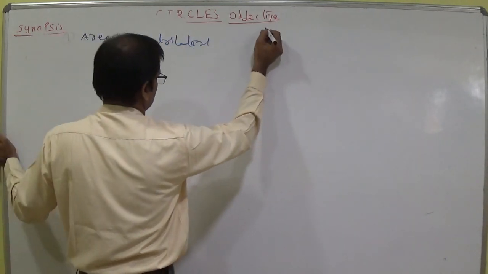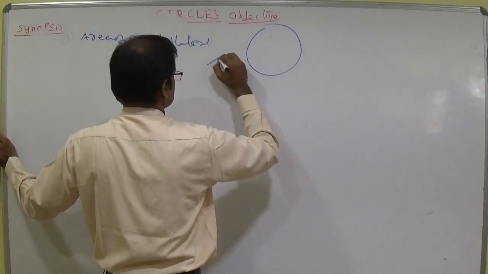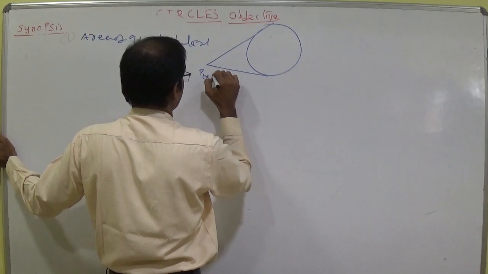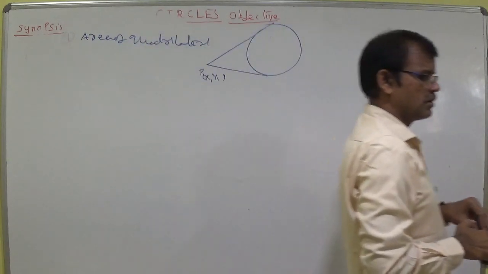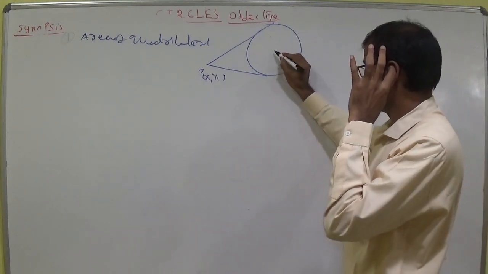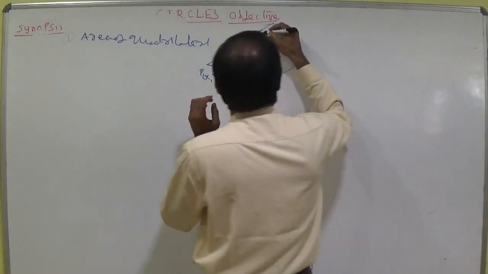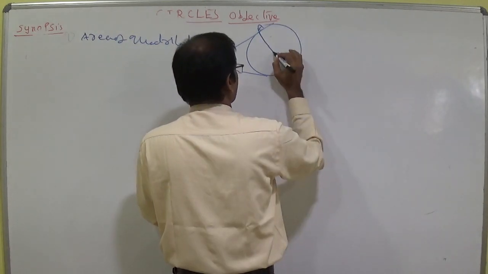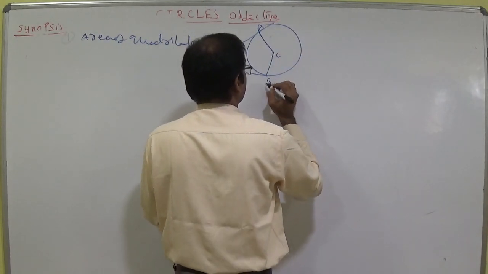Area of quadrilateral. Let us draw the diagram like this. Put here P(x1, y1). Whatever the (x1, y1) point is there, here you can consider it is the center C. Let us consider this one A point. This is a point of contact and B is a point of contact.